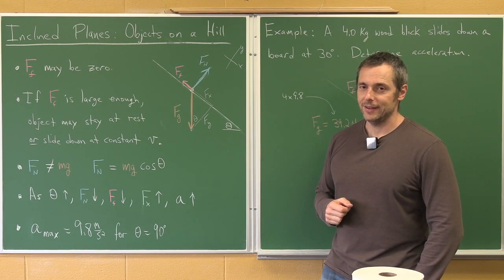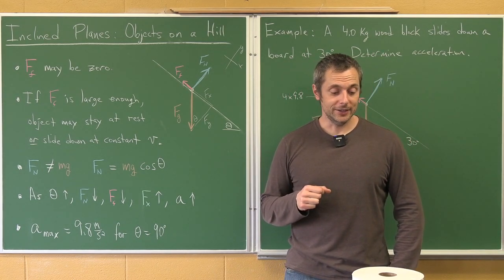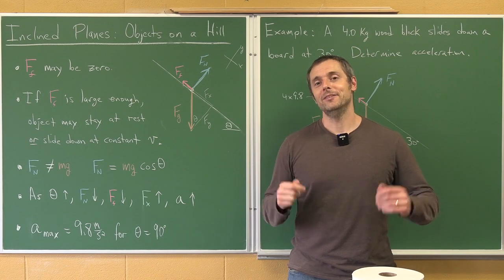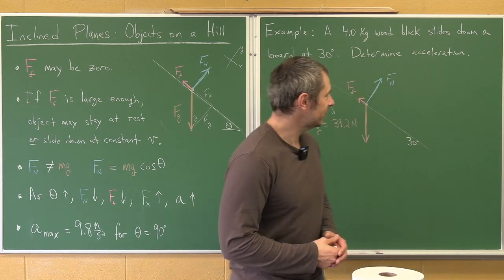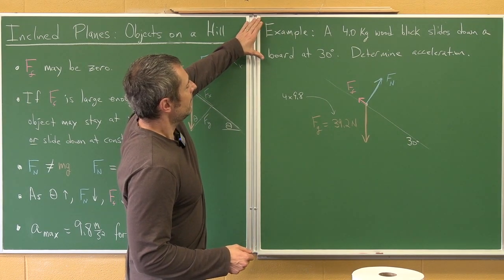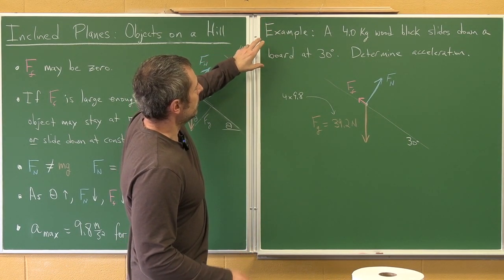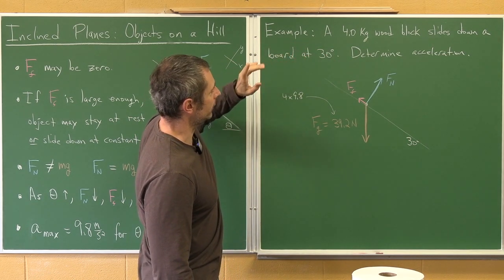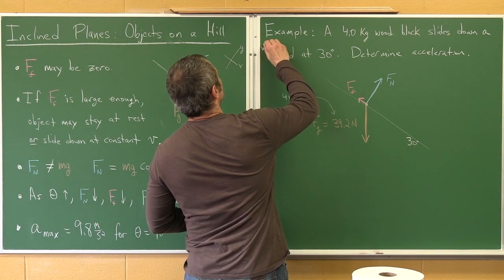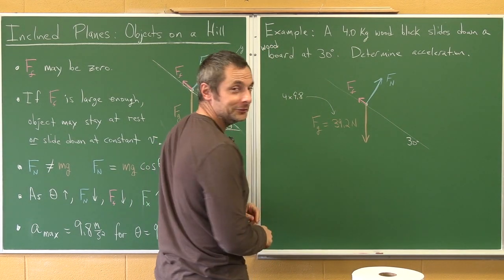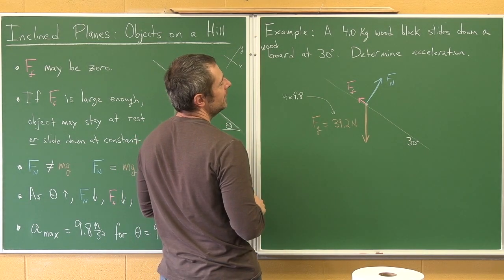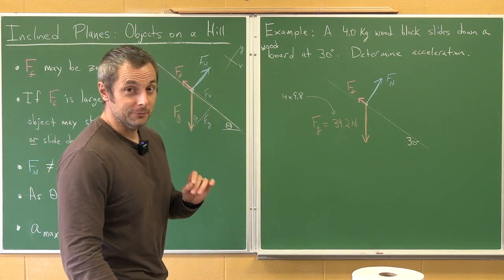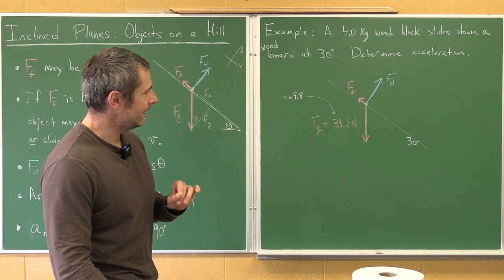All right, so are you ready to give a shot at solving a problem and determining the acceleration of something on a hill? Well, whether you are or not, here it is. So here's our example. Let me read it quickly, and then I'll give you a moment to catch up and jot it down. We've got a 4-kilogram wood block sliding down a wood board at 30 degrees. And we're going to determine the acceleration. So a lot of calculating coming up.